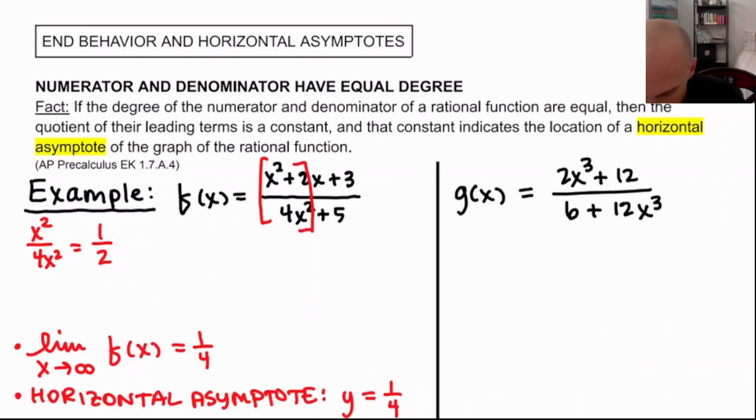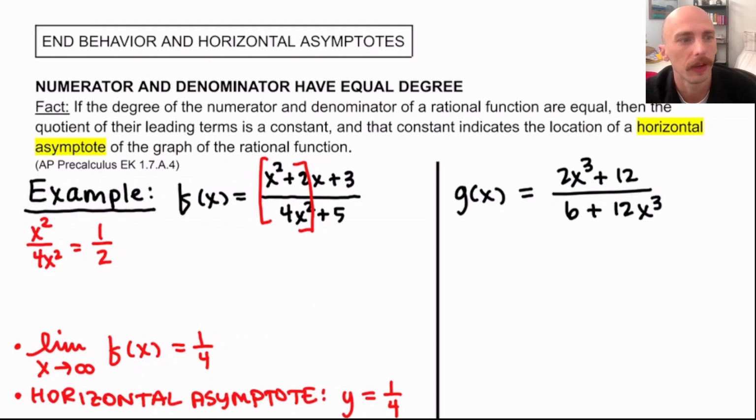All right, so I'm going to give you g of x equals (2x^3 + 12) over (6 + 12x^3). And I'm also going to show you off to the left kind of the work I expect people to be showing. I don't expect you to go through all that limit work I did in blue. You're just going to divide the leading terms.